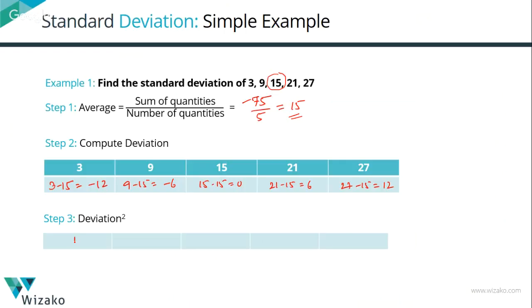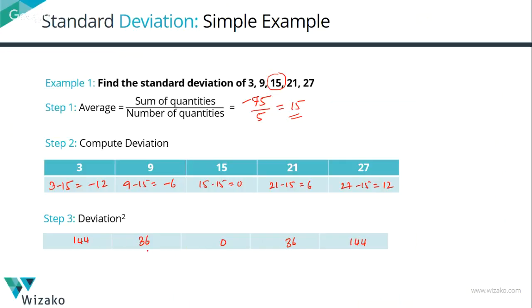Step 3 is squaring these deviations. Minus 12 square is a 144. Minus 6 square is a 36. 0 square is a 0. 6 square is a 36. And 12 square is a 144. So we computed the squares of the deviation. Step 4, we're going to compute the average of the squared deviation.